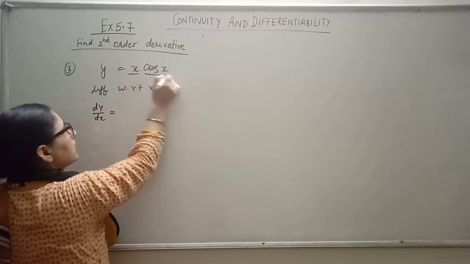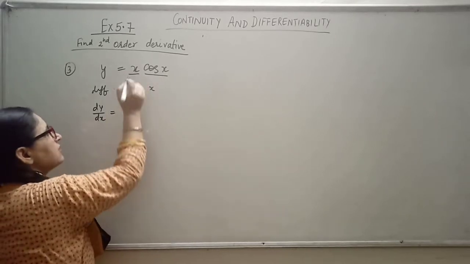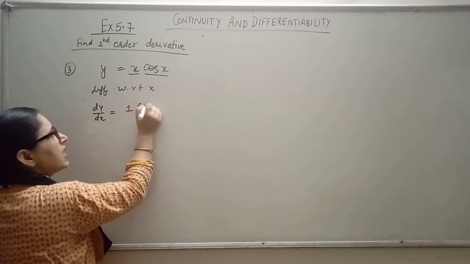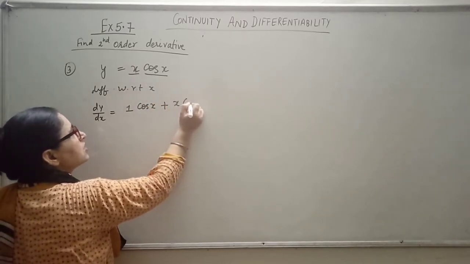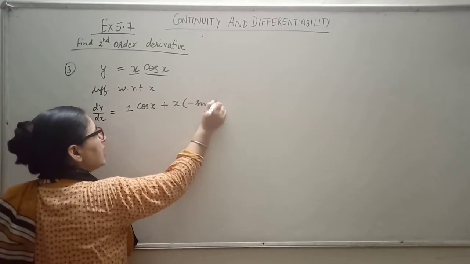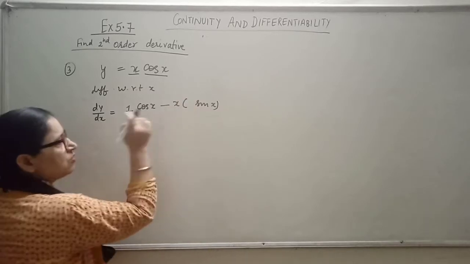So here you can see two functions are in multiplication. So what should be done? Of course, the product rule will be applied. So derivative of x is 1, cos x as it is, plus x as it is, and derivative of cos x is minus sin x. So it means minus x sin x we can write.